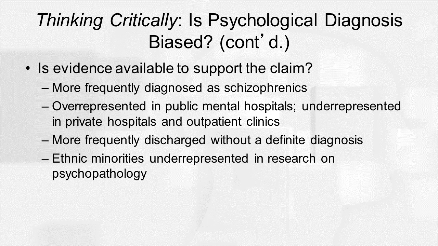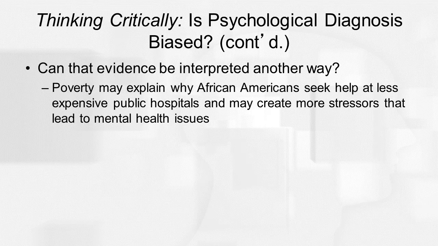And we also see ethnic minorities, and this also goes for women, as being underrepresented in research on psychopathology. Now, does it mean that the reason why we're seeing more African Americans being diagnosed with schizophrenia is representative of misdiagnosis or overdiagnosis on the part of the practitioner? Poverty may play a role here. It may explain why African Americans seek help at less expensive public hospitals. And poverty may also create more stressors. Remember that diathesis stress model. It may create more stressors that lead to mental health issues.